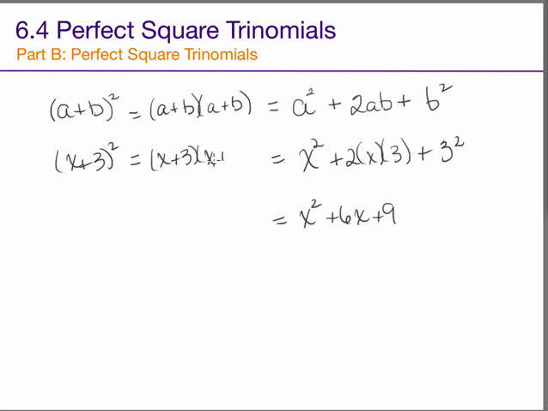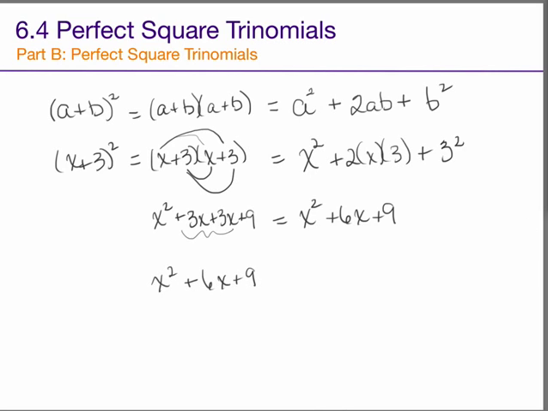Just recognize that (x + 3) squared means x plus 3 times itself, and then distribute. x times x is x squared. x times 3 is 3x. 3 times x is 3x. And 3 times 3 is 9. Combining like terms, I get x squared plus 6x plus 9. So whether you use the shortcut or whether you just use distribution, you'll end up with the same answer.